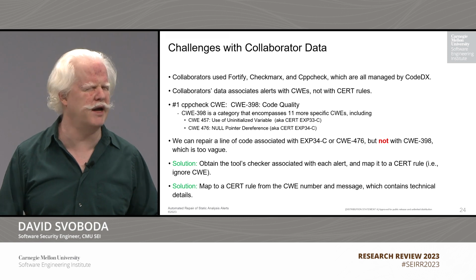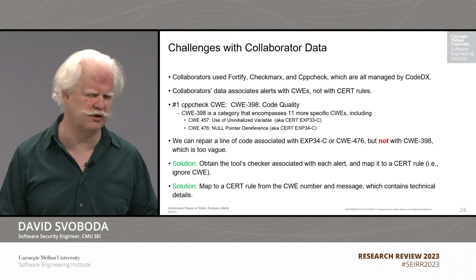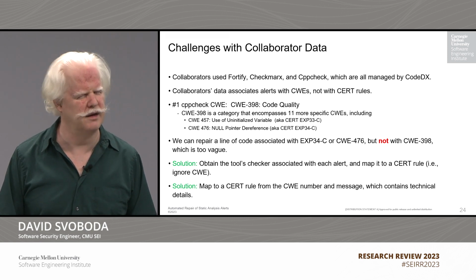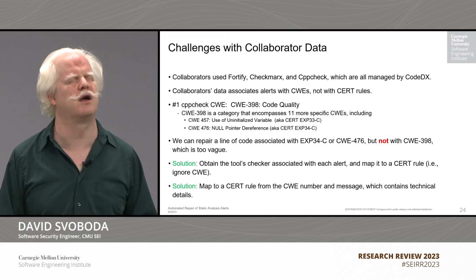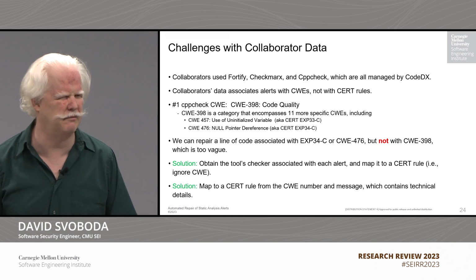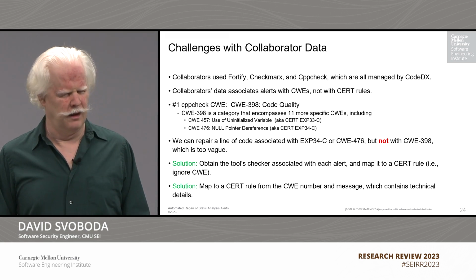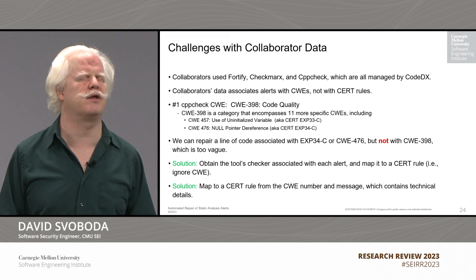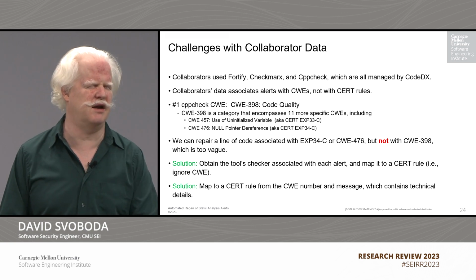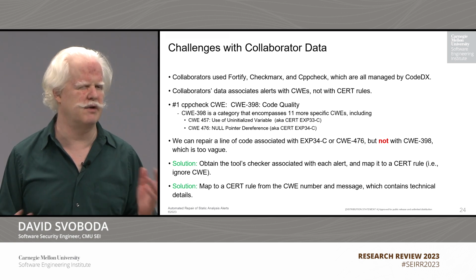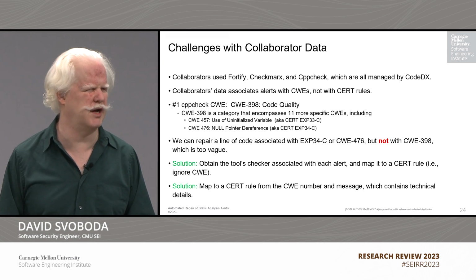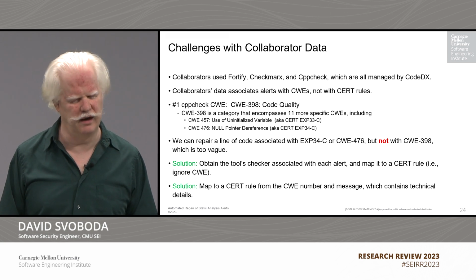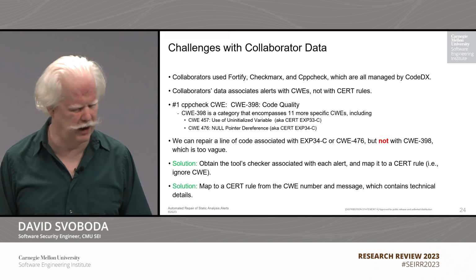But I can't repair code just because it says there's a code quality problem on line 10. There's too many different things that could represent for me to know exactly what the static analysis tool is complaining about. So we thought that we would be able to ignore the message text that each static analysis alert contains. It turns out that we can't. If they're linking to a vague CWE like 398, then we have to look at the message and examine that to figure out exactly what repair to be done.